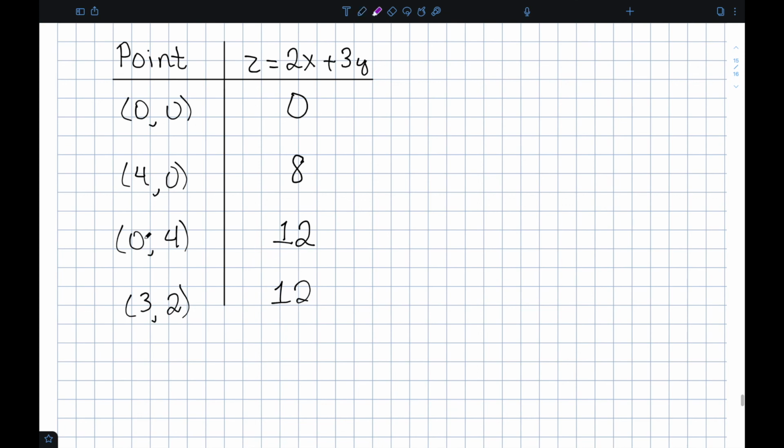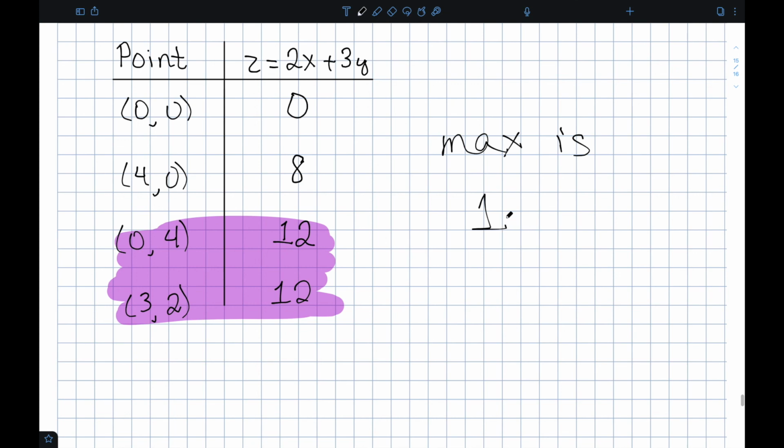So we actually have a range of values that work for our maximum here, but we can definitely say that the maximum is 12.